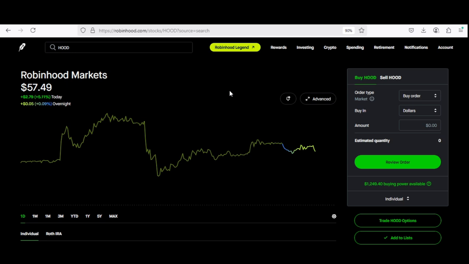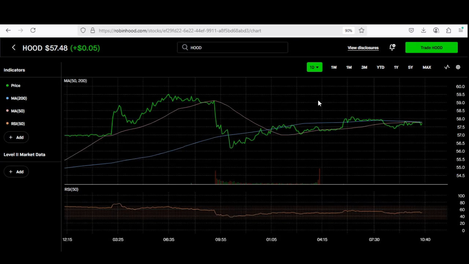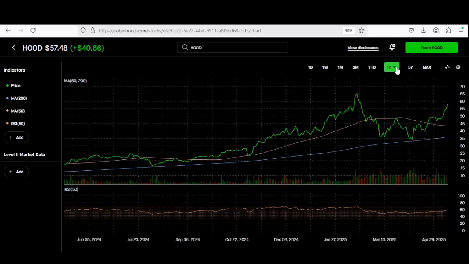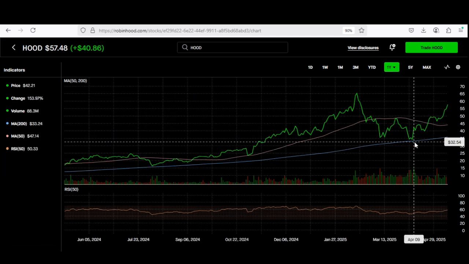So before we begin, let's go into the Robinhood advanced feature right here, and that's going to open up the chart. Now that we're in the chart, we're going to go to the 1 year outlook, and then see what the chart is showing us.